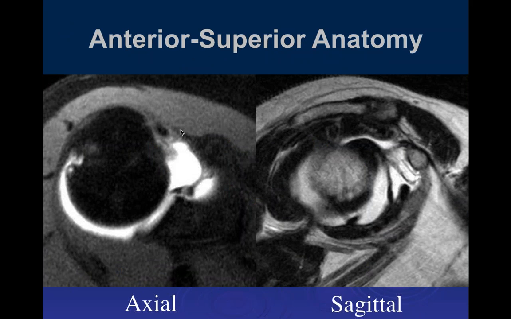Somewhere here. Yeah, here's an example where we can see that. So here would be the origin of the biceps tendon right there, or the insertion of the biceps tendon on the superior glenoid. There's the middle glenohumeral ligament, and that's the superior glenohumeral ligament. So they all really come out of that same location.